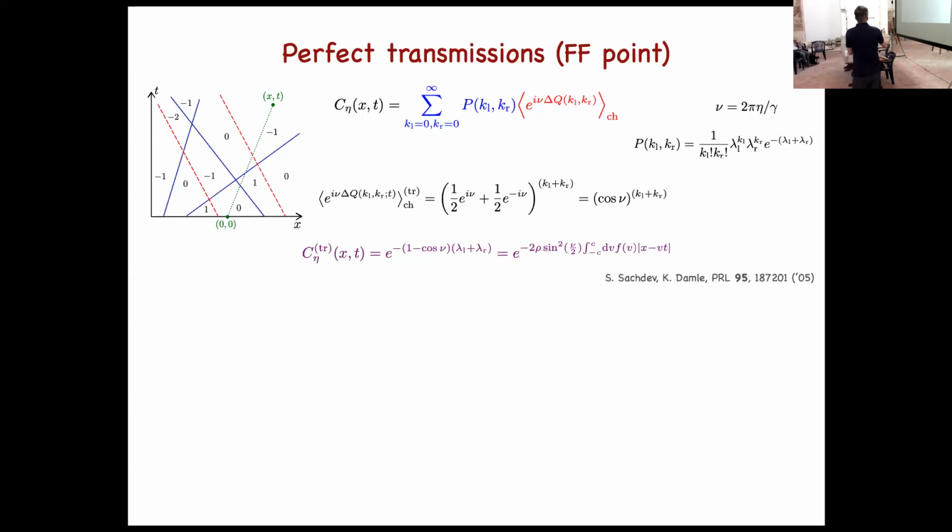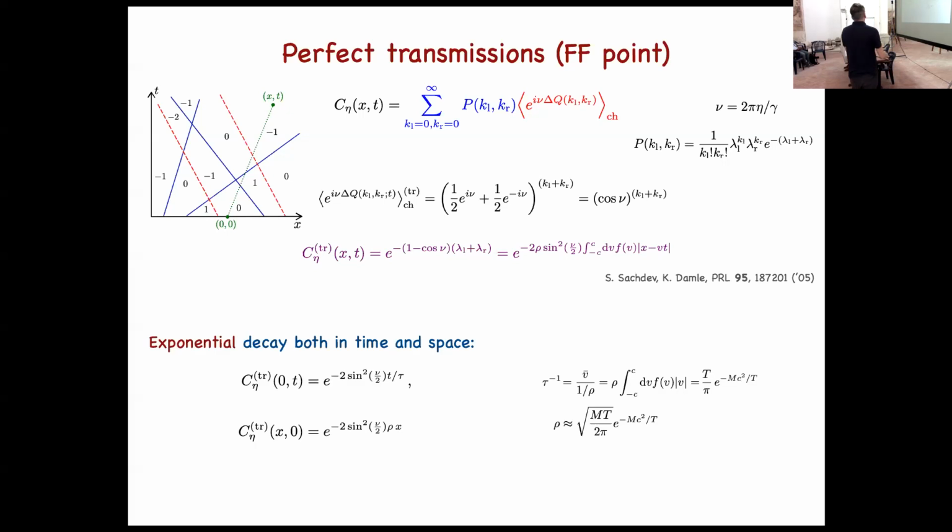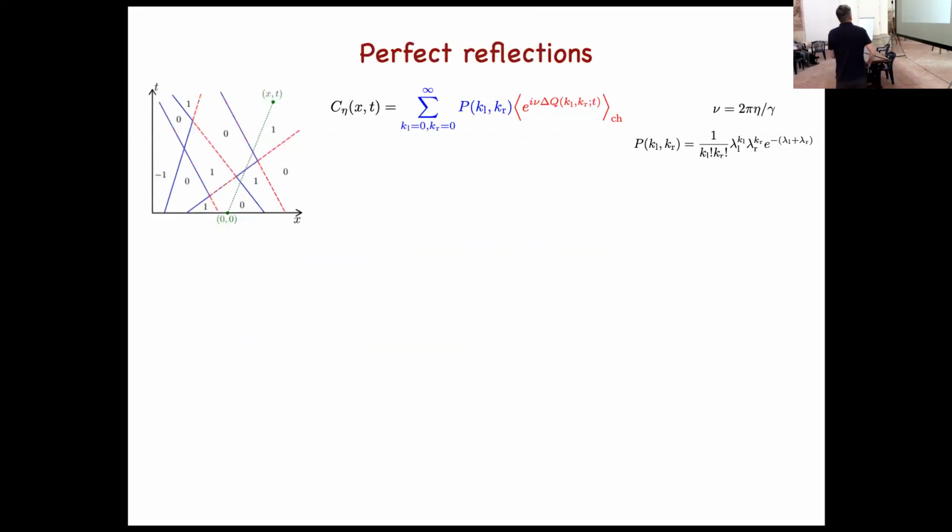formula on the top, you get a very simple series that you can sum up, and you get this exponential result. So it was all obtained by Sajdev and Damle in 2005. And the x and t dependence is not so trivial, actually. Even in this free case, you see the x and t dependence there. But if you look at the autocorrelation function, so x is 0, or the equal time correlation function when t is 0, then the result is really simple. It's just exponential decay in both directions. The decay rate is set by the mean collision time, essentially, and the correlation length is set by the inverse density, morally speaking. What about perfect reflections?